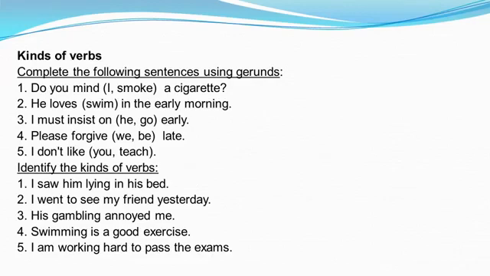Number 3, his gambling annoyed me. Here, gambling is gerund. Number 4, swimming is a good exercise. Here, swimming is gerund. Number 5, I am working hard to pass the exams. And here, working is present participle.